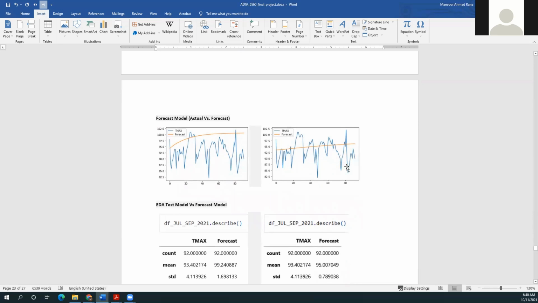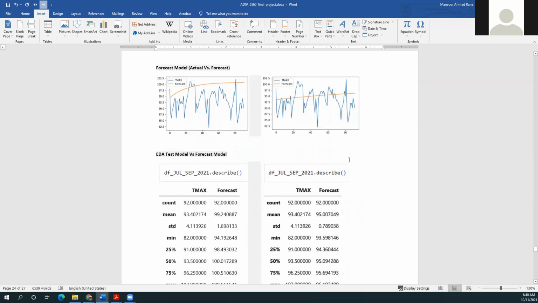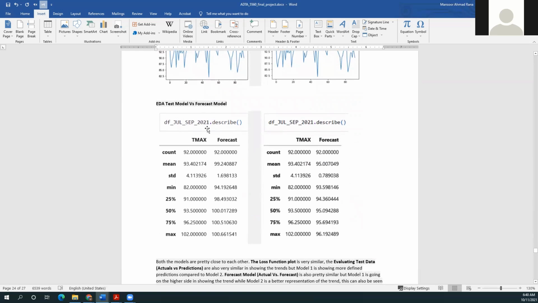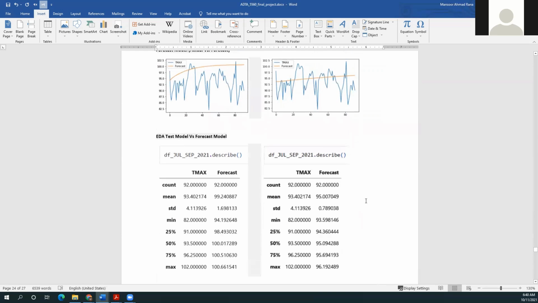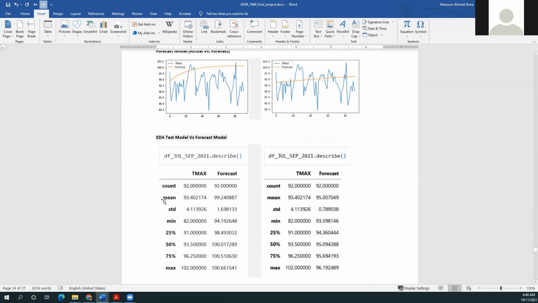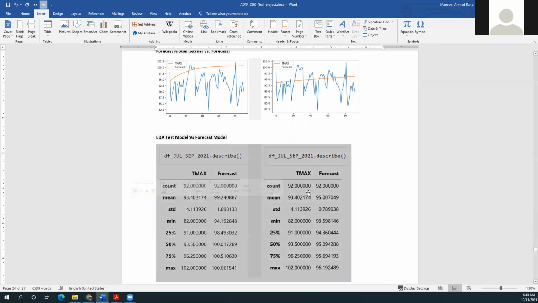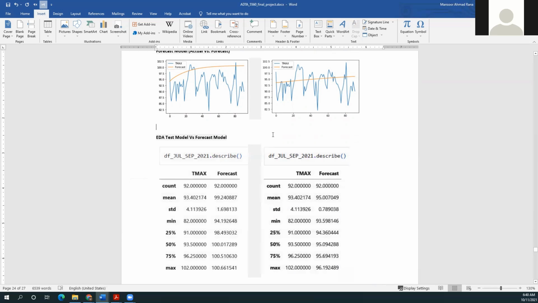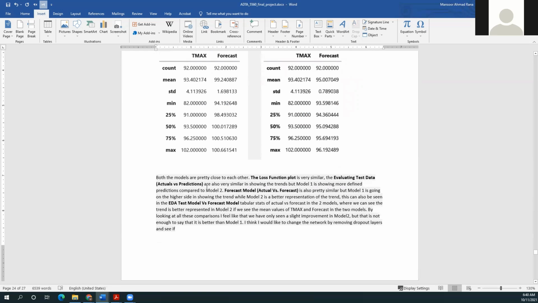I also tried to see how the data set looked, so I described the final data sets. Here are the actual values and the forecast for model 1, and here are the actual values and the forecast for model 2. What I see is that in the mean section, the model 2 mean is closer to the actuals, while model 1 is way above the actuals. So both the models are pretty close to each other.